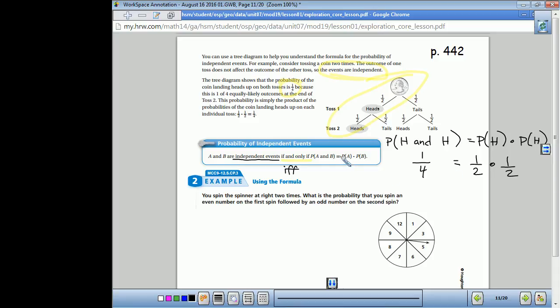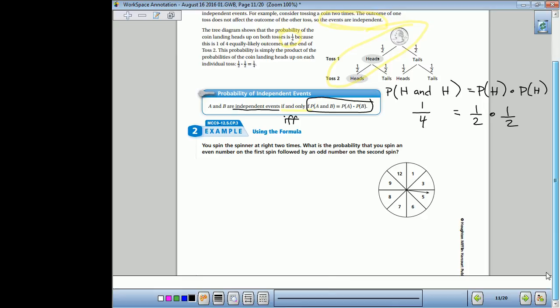And because this is true, A and B are independent events if and only if. When you guys did proofs, did y'all use the letters IFF as an abbreviation for if and only if? No? Okay. Well, maybe when we pick up some proofs when we do the circle unit, we'll revisit that. So to find the probability of A and B, it's the probability of A times the probability of B if the events are independent.